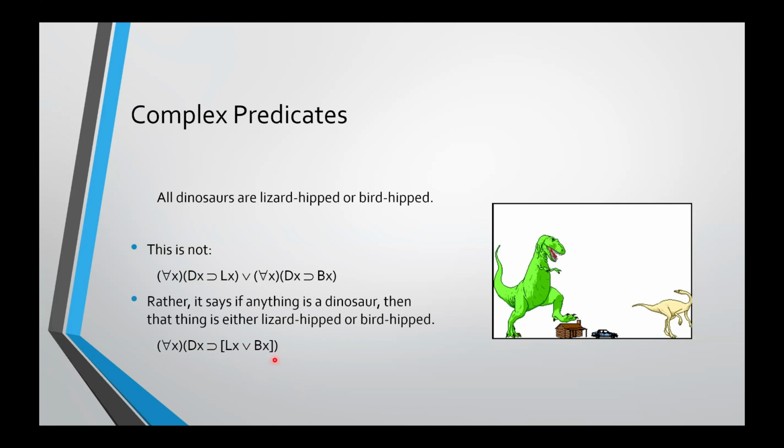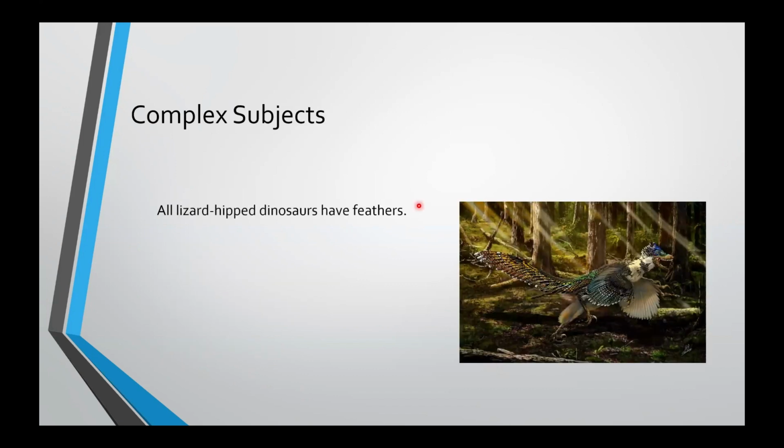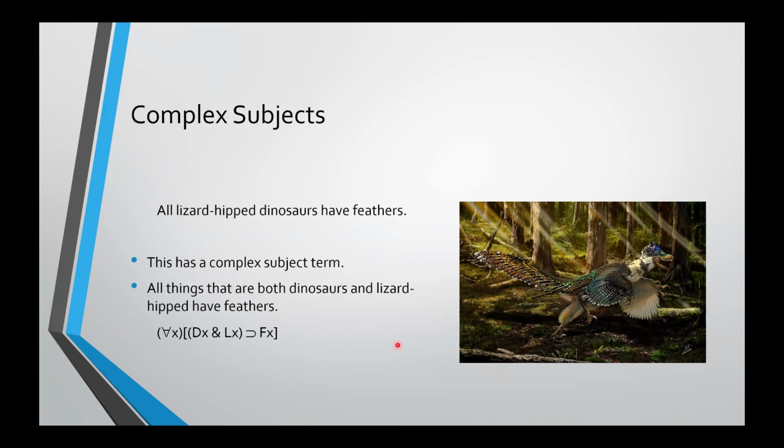What you have here is a complex predicate term. For all x, if x is a dinosaur, then either x is lizard-hipped or x is bird-hipped. You can also have complex subject terms. So take, for example, all lizard-hipped dinosaurs have feathers. Here, what you have is everything that is both a dinosaur and lizard-hipped has feathers. So for all x, if x is both a dinosaur and lizard-hipped, then x has feathers.